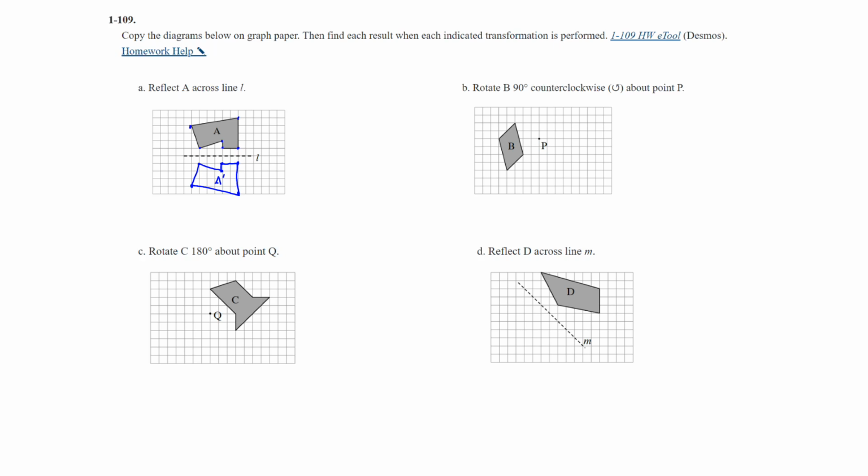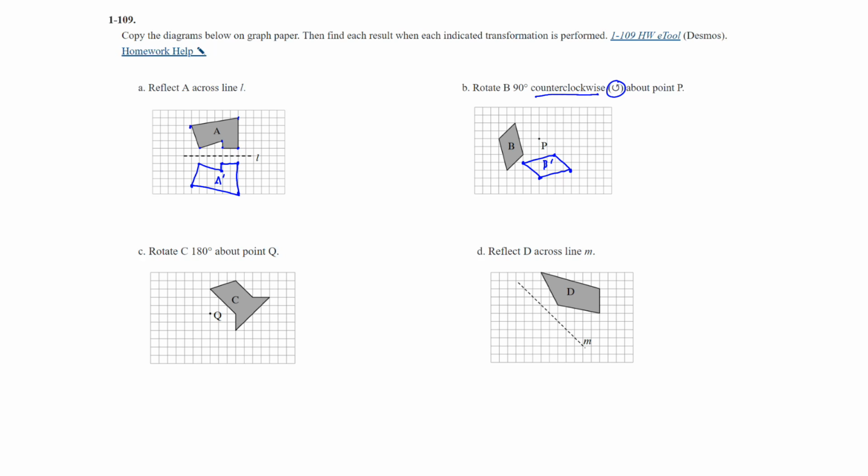On B, rotate B 90 degrees counterclockwise about point P. So this would be a good opportunity to probably use your tracing paper unless you can visualize it. Obviously I can't use the tracing paper here, a little bit hard to do, but I'm going to go ahead and rotate it. Remember, it is counterclockwise, so this is the direction. You're going this way, and we'll see what we get. And so there would be your 90-degree rotation counterclockwise.